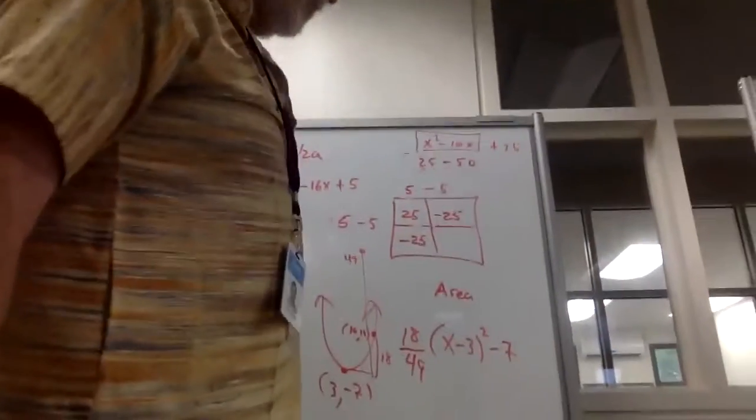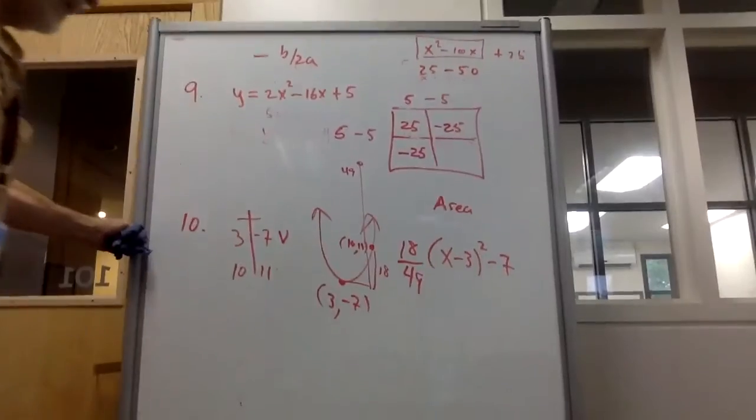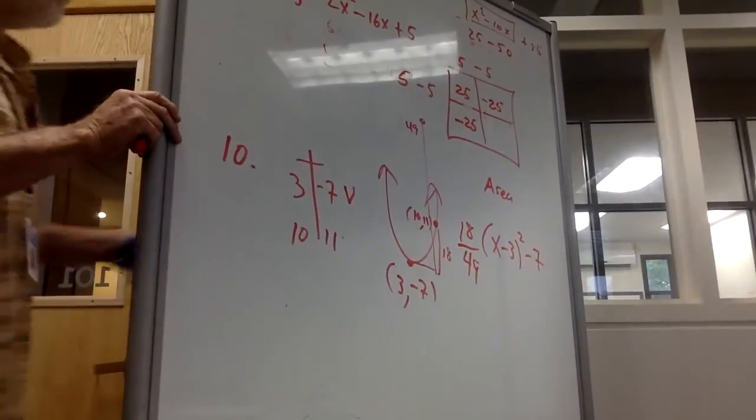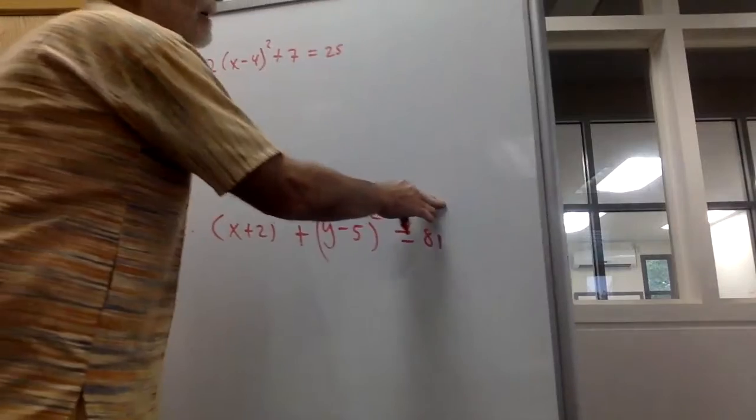All right, I think we're 10. Do I have something on this side? Yep, 11 and 12 on this side. Marching right along.